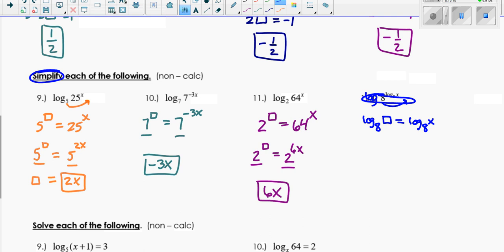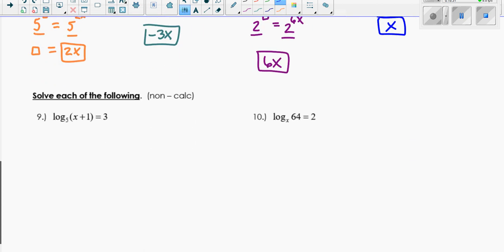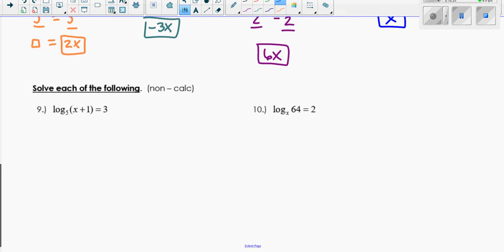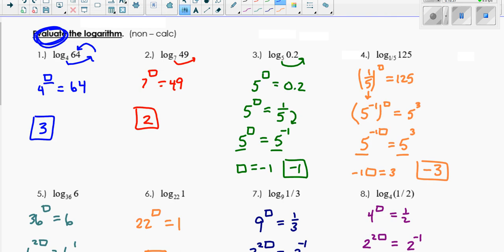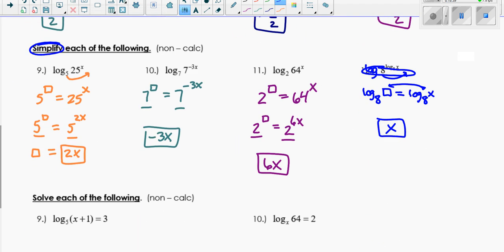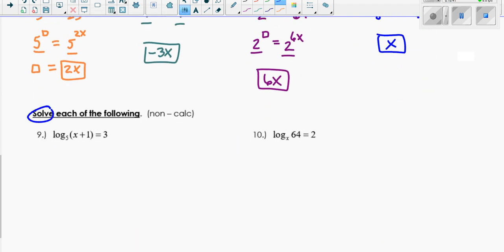And look at how I rewrote this. They both have log base 8, therefore these two things must be the same thing. So that unknown is x. Okay? Alright, so we do all this so that we can build to the fact that not only can we evaluate and simplify, but we can actually solve an equation in the very basic sense, because we're going to get more in depth with this.